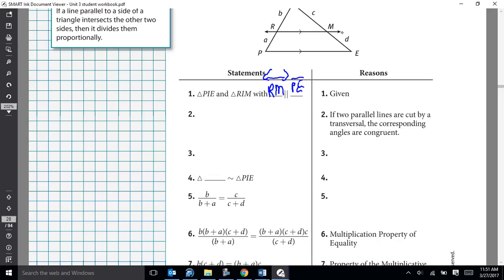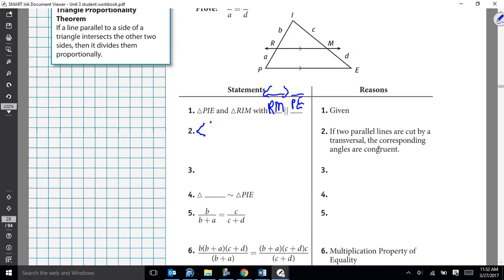All right, so now we need to fill in our statement. We have, if two parallel lines are cut by a transversal, the corresponding angles are congruent. So what's a set of corresponding angles? We have angle IRM is congruent to angle IPE. And our reason: they are corresponding angles. And if two parallel lines are cut by a transversal, the corresponding angles are congruent.